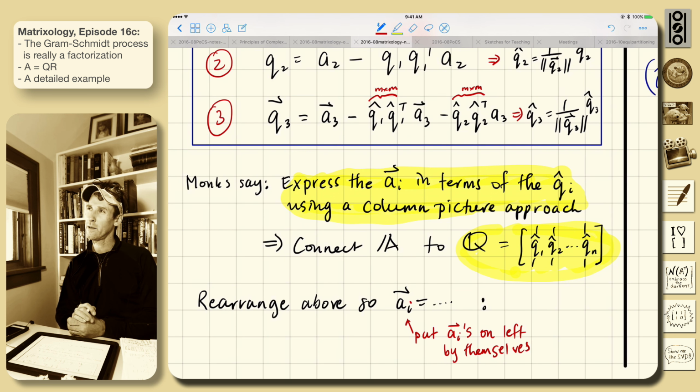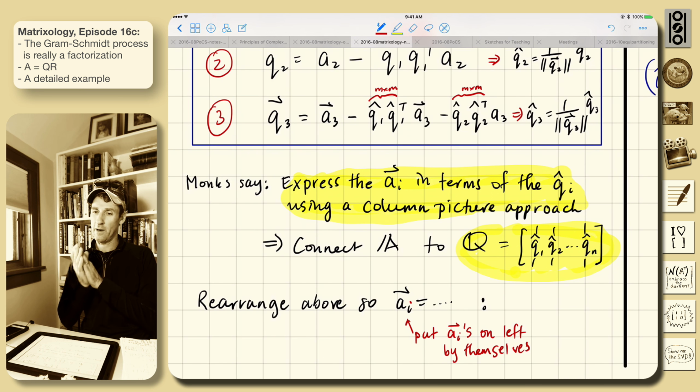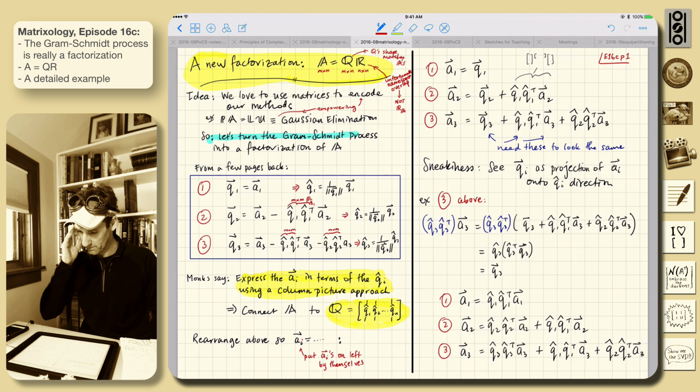Now we had A equals LU. And when you think about LU, it's the rows of A that are like the rows of U, right? So we're combining the rows of U to make the rows of A. Here we're doing columns. So instead of having LU, we've got QR, right? The R is on the right-hand side. Just going to say it, we'll come back to it.